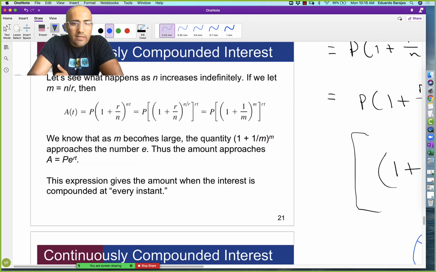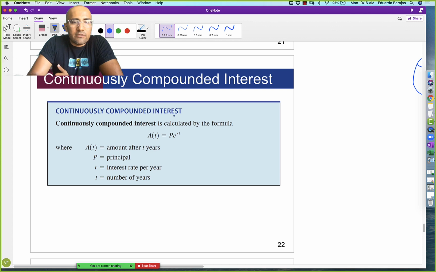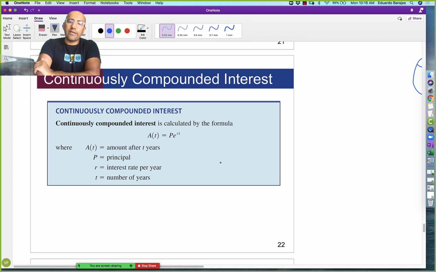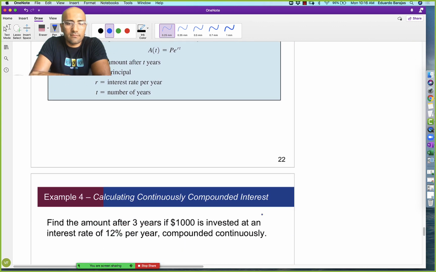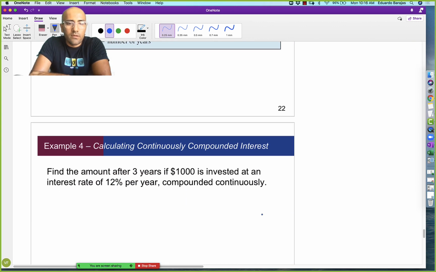Right, so we do that little manipulation there, and we get that continuously compounded interest is given by this formula, P times e to the power of rt. R is the interest rate per year, t is the number of years, P is the principal. Any questions? No? Okay, so here's an example.